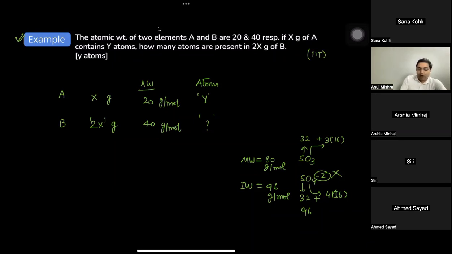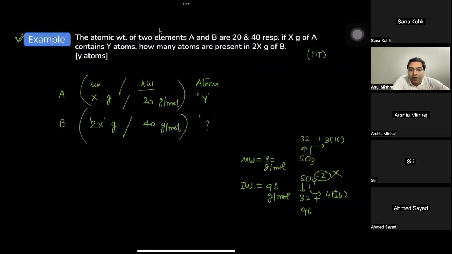Fine. So tell me, if this is weight and this is atomic weight in gram per mole, if I divide weight by atomic weight, what shall I get? Weight upon atomic weight gives me what? Type in chat box. Weight upon atomic weight is moles. Right? So can we say these are moles of A and these are moles of B?